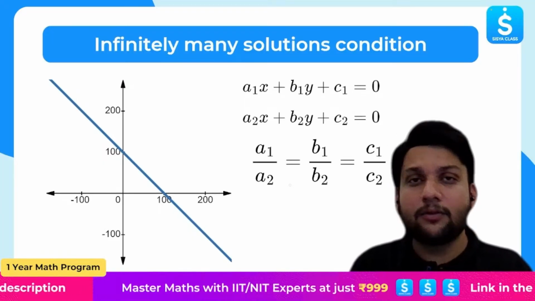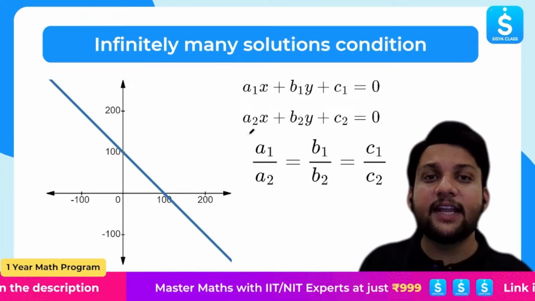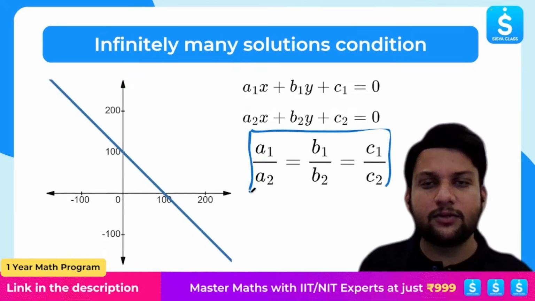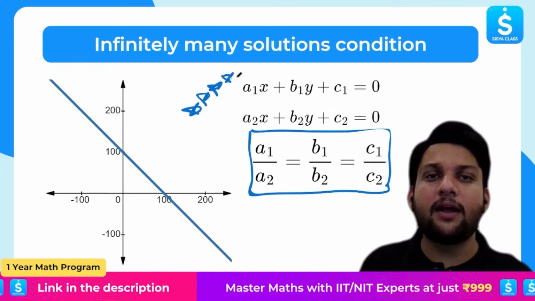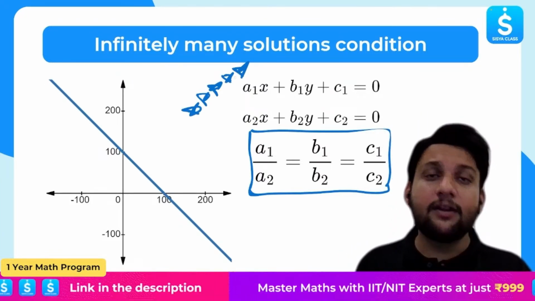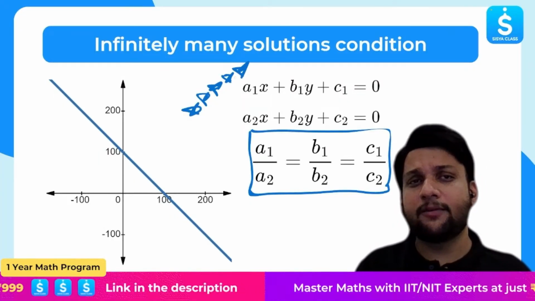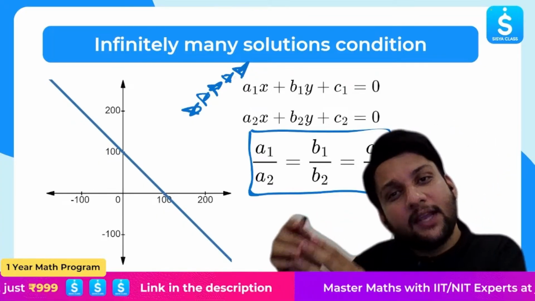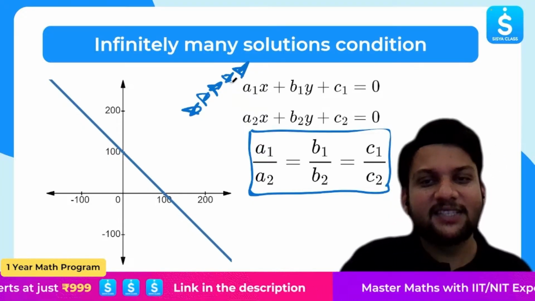What is the condition for infinitely many solutions? If both lines are coincident onto each other, the condition is that a1 over a2 should be equal to b1 over b2 should be equal to c1 over c2. This is again a very important 5-star formula for this chapter. Again, for a consistent system of equations, to have a unique solution, a1 by a2 should not be equal to b1 by b2 should not be equal to c1 by c2. If it has infinitely many solutions, a1 over a2 should be equal to b1 over b2 should be equal to c1 over c2, right? I hope it is clear.